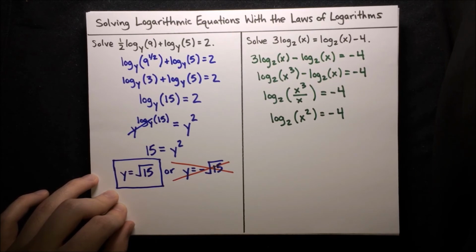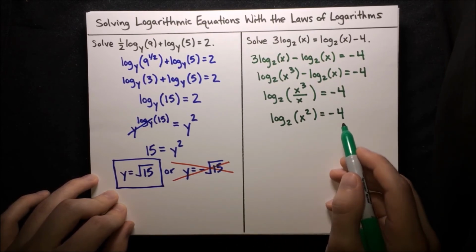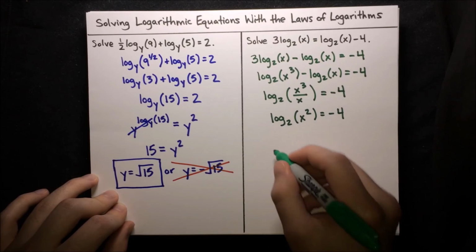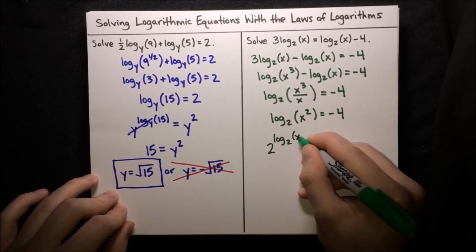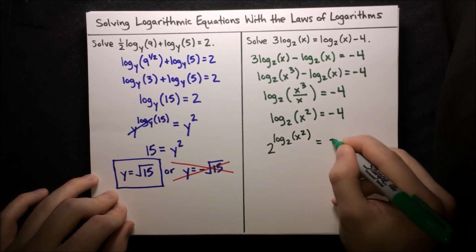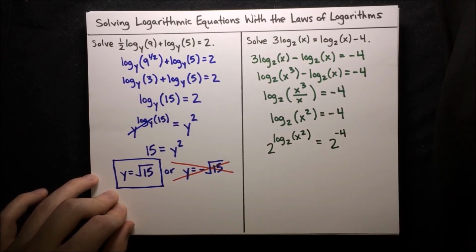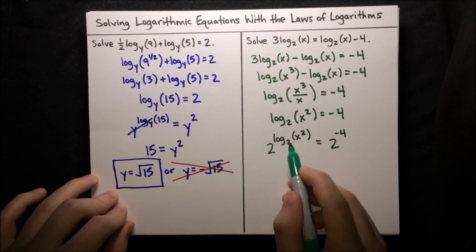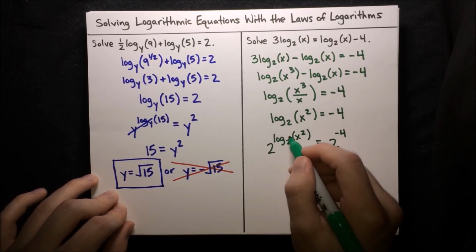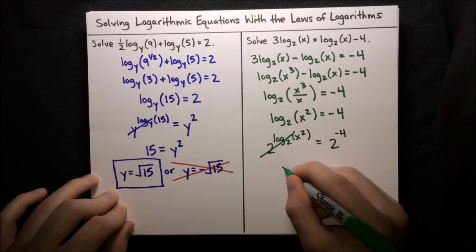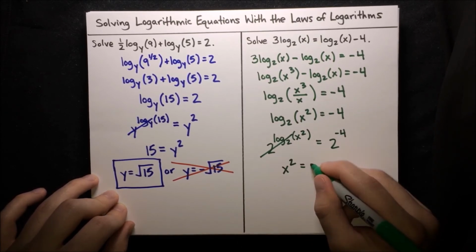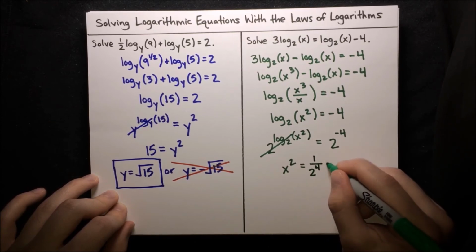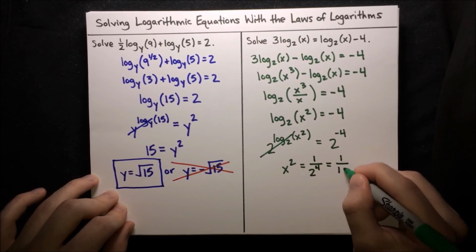Now we'll go ahead and use both of these sides as exponents, where the base is the same as the base of the logarithm. Base is 2. So 2 to the log base 2 of x squared is equal to 2 to the negative 4. And because this base here matches the base of the logarithm in the exponent, we can cancel that out, and we just have x squared. So x squared is equal to 2 to the negative 4, which is just 1 over 2 to the fourth, and 2 to the fourth is 16, so 1 over 16.